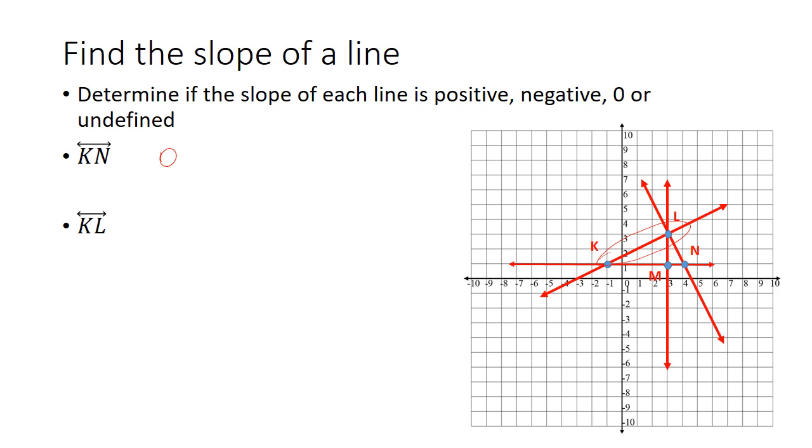What about KL? Is that a positive, a negative, a 0, or undefined? Remember, 0 has to be horizontal, undefined has to be vertical. Therefore, this is either positive or negative. It is pointing in the positive direction, so we would say it is positive. What about LM? LM is here. It is attached to a vertical line, so a vertical line we would say is undefined.